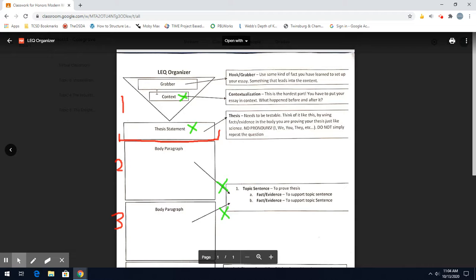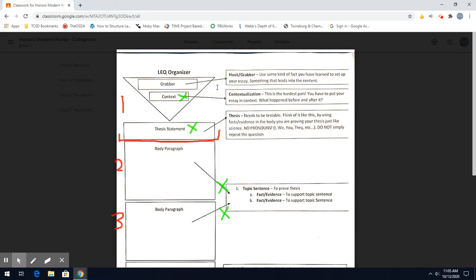So to start off, your grabber, you just want some kind of fact, something interesting that you've learned that helps lead you into the contextualization. It can really be whatever you want. It can be a story that you learned. It can be something that I said. It really doesn't matter. The important part is the contextualization.